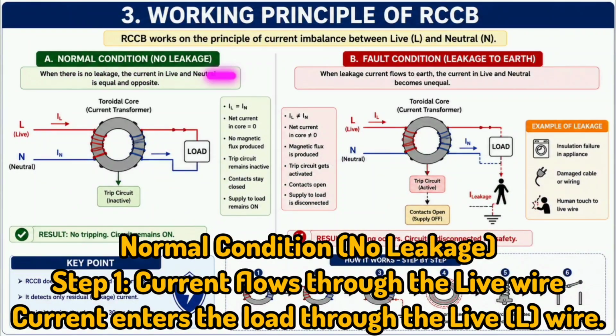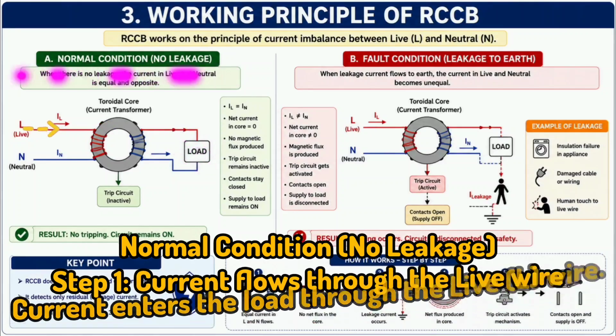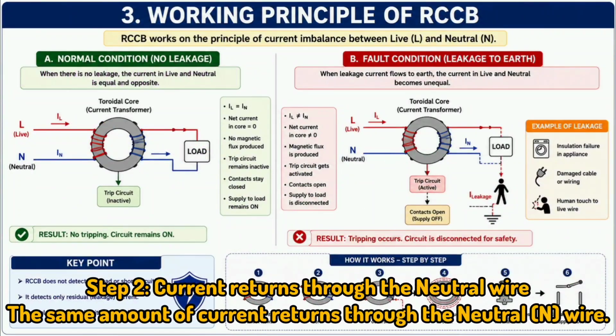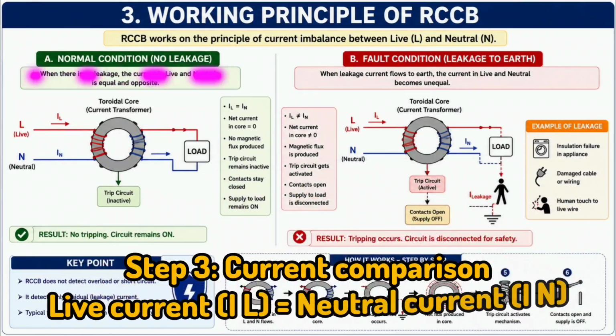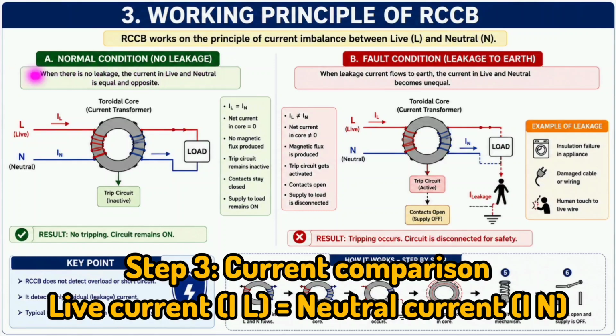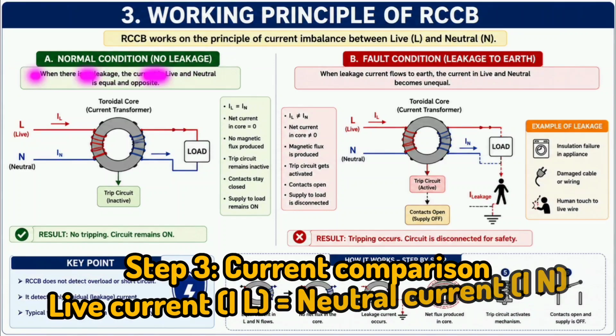Normal condition, no leakage. Step 1. Current flows through the live wire. Current enters the load through the live, L, wire. Step 2. Current returns through the neutral wire. The same amount of current returns through the neutral, N, wire. Step 3. Current comparison. Live current, IL, is equal to neutral current, IN.